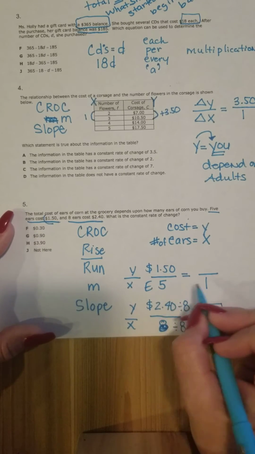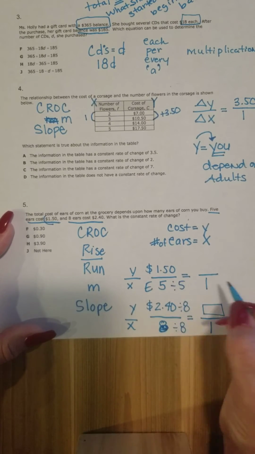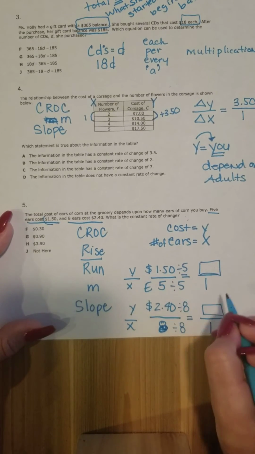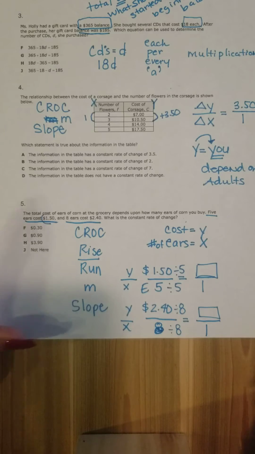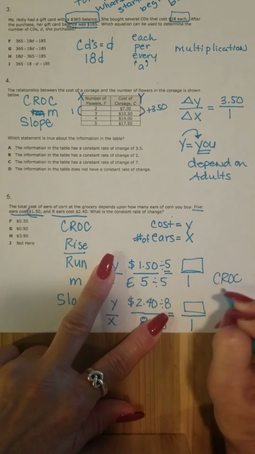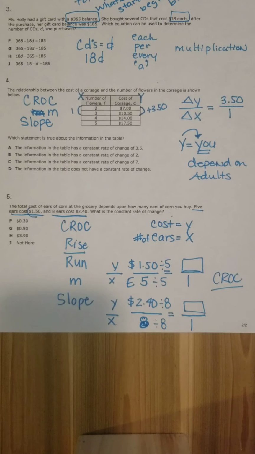How do I go from 5 to 1? I divide by 5. Whatever I do to the bottom, I do to the top. Whatever you get over here is your unit rate. Your unit rate is also your constant rate of change. There you have it. And that's it.